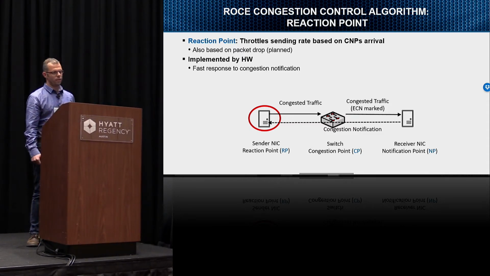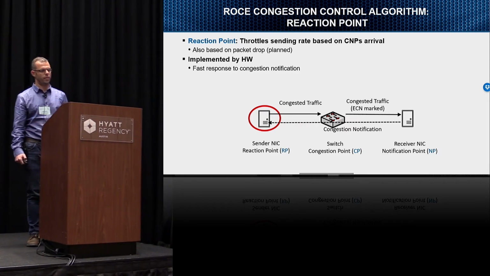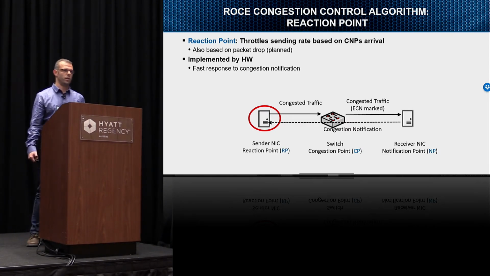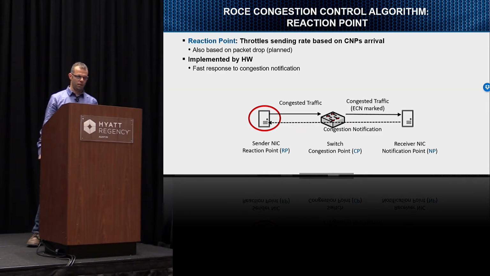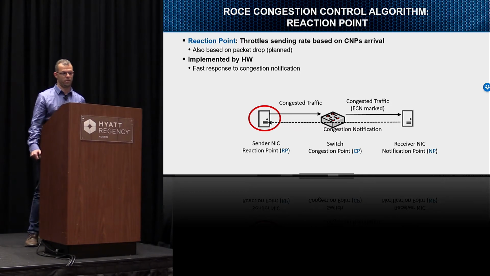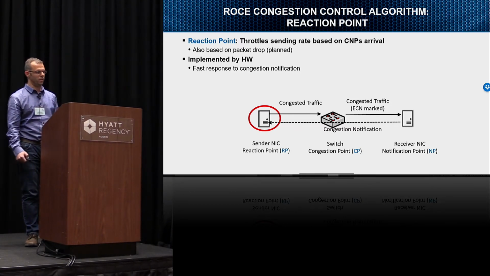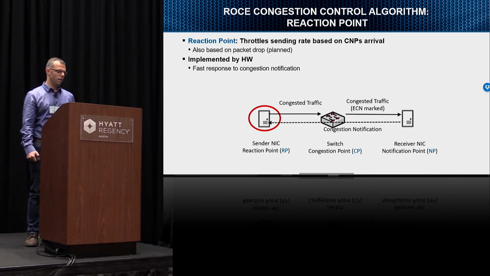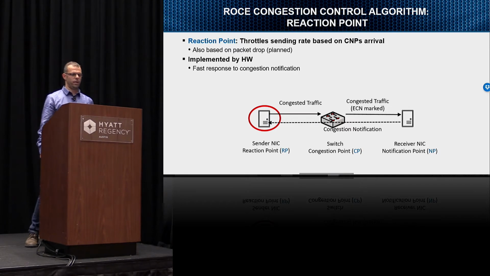In future devices, we also plan to throttle the rate based on packet drop. Packet drop is usually indicated by receiving an out-of-sequence NAK. But today it's still not supported. When it is supported, we will not require the ECN feature from the switches, so it will be even easier to configure. And the reaction point is also implemented by ConnectX-4 hardware, which also allows a fast response to the congestion notification.